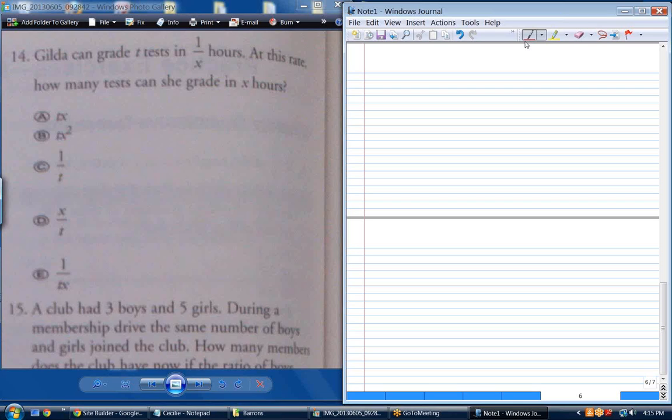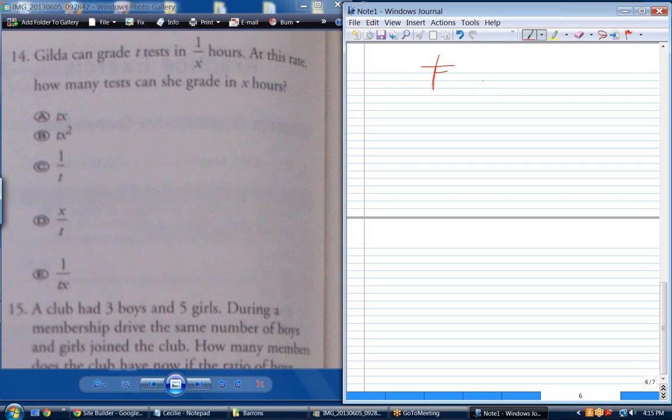Yeah, we can do it that way. I'm just trying to conceptually see if I can figure it out directly. If I can grade 2 tests in 1/4 of an hour, then how many tests can I grade in 4 hours? Okay, let's try that. Make up some numbers for me.